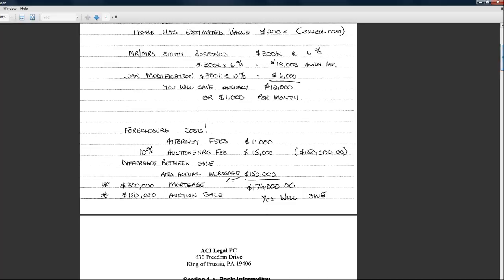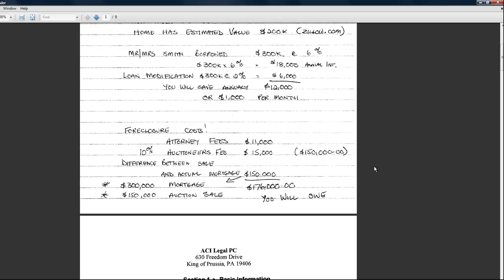In the event that foreclosure is pursued by the mortgage company and they're fortunate and they get it, these are a list of the foreclosure costs. Attorney's fees are approximately $11,000. A 10% auctioneer's fee based on $150,000, because obviously if the house is only worth $200,000 now, it's probably only going to auction off for $150,000 or if not less. But for this procedure, I've really just based it on $150,000, so we'll say it's $15,000.